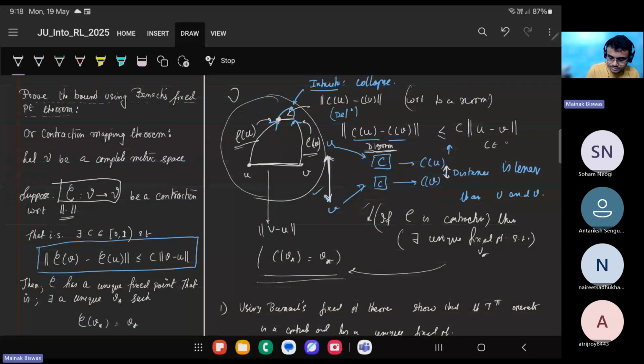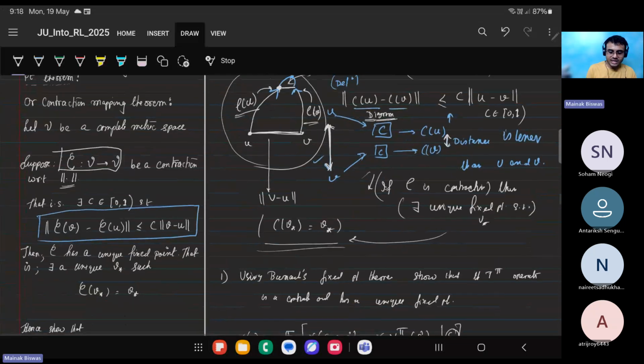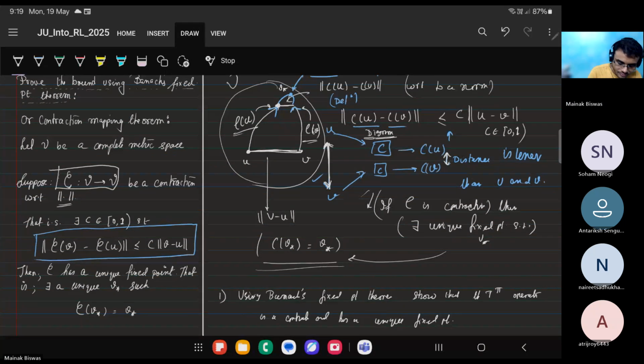Then the fixed point theorem says that for any contraction operator, there exists a fixed point. That is because every time you pass vectors through this contraction operator, they come closer to one another. Where else will they go? They have to go to a fixed point, for any vector in the space. That's what it says. That is V star.